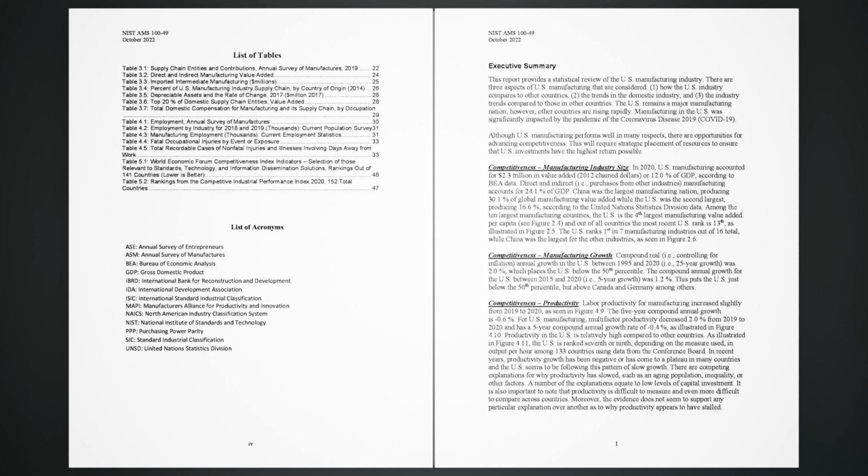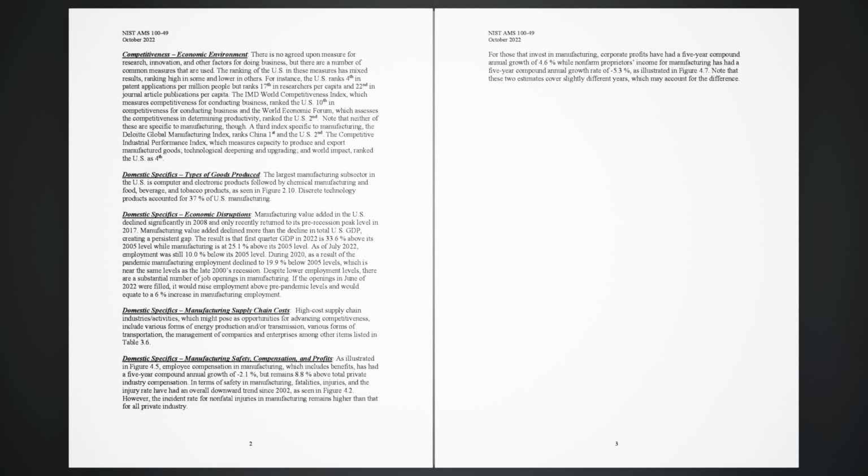There are competing explanations for why productivity has slowed, such as an aging population, inequality, or other factors. A number of the explanations equate to low levels of capital investment. It is also important to note that productivity is difficult to measure and even more difficult to compare across countries. Moreover, the evidence does not seem to support any particular explanation over another as to why productivity appears to have stalled.